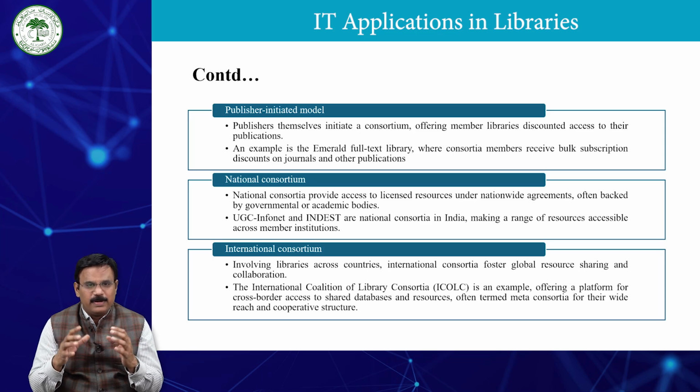National consortia provide access to licensed resources under nationally made agreements, often backed by government or other academic bodies. UGC Infonet Consortia, now e-Shodh Sindhu, is an example of national consortia, making a range of resources accessible across member institutions. And the international consortium, involving libraries across countries, fosters global resource sharing and collaboration. The International Coalition of Library Consortia, ICOLC, is an example offering a platform for cross-border access to shared databases and resources, often termed meta-consortia for their wide reach and cooperative structure.